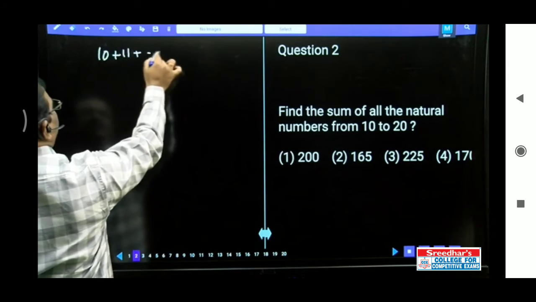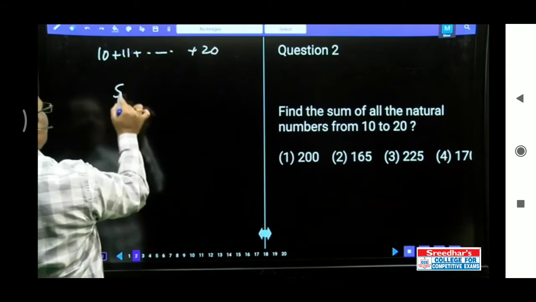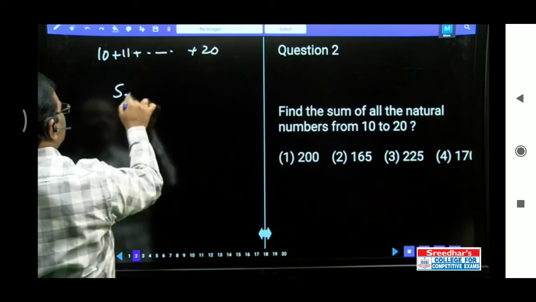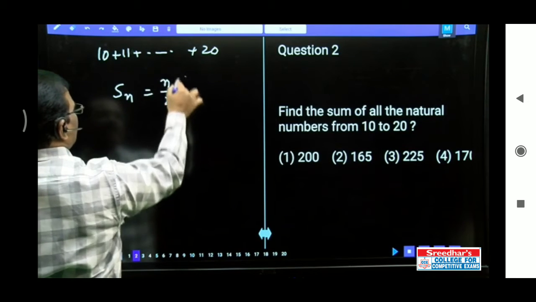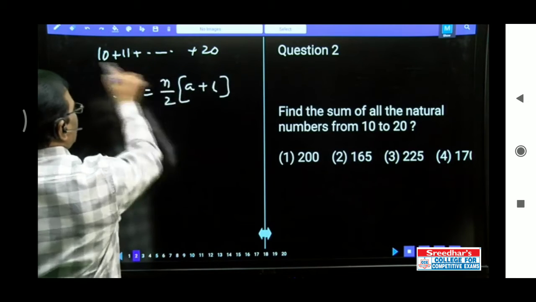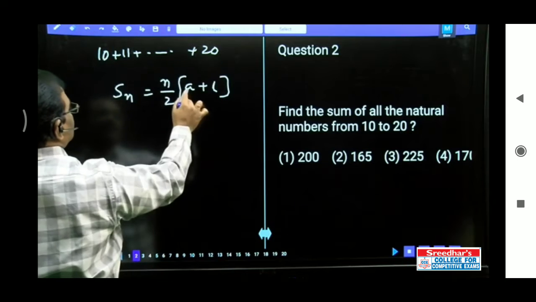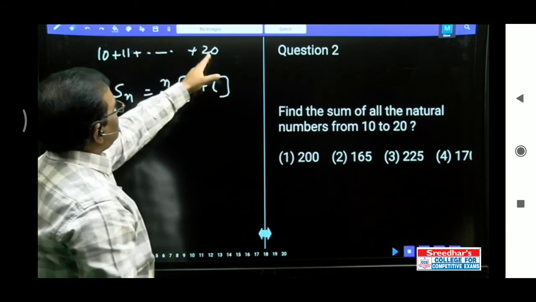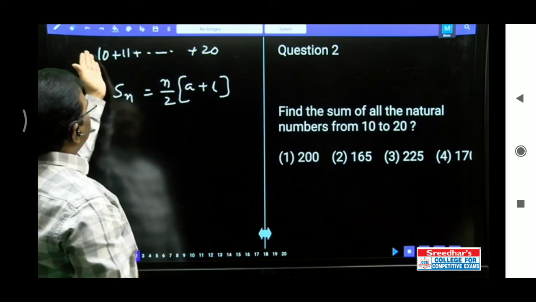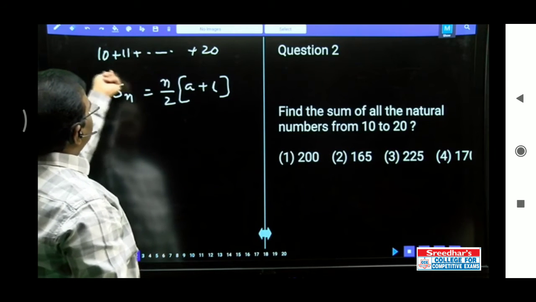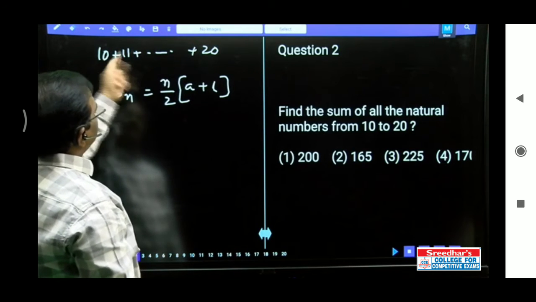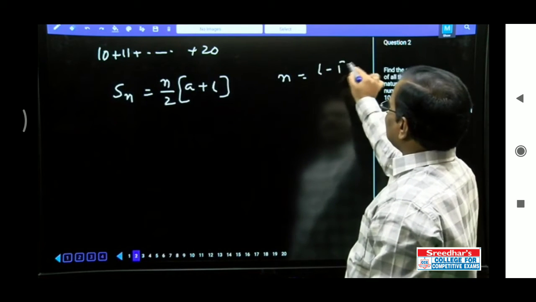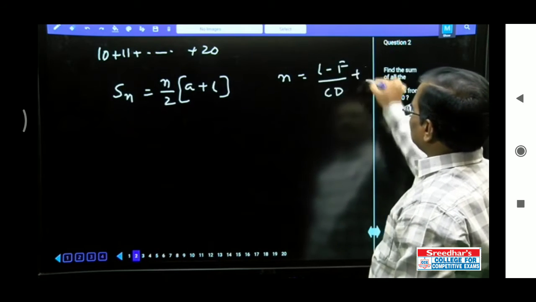We need 10, 11 and up to 20, so you know very well these are in arithmetic progression, with common difference 1, 10, 11, 12 consecutive natural numbers. The sum of n terms in arithmetic progression is equal to n by 2 into a plus l, where n is the number of terms, a is the first term and l is the last term. To find the number of terms, we do last term minus first term by common difference, plus 1. So n is equal to last term minus first term by common difference plus 1. This is the formula.